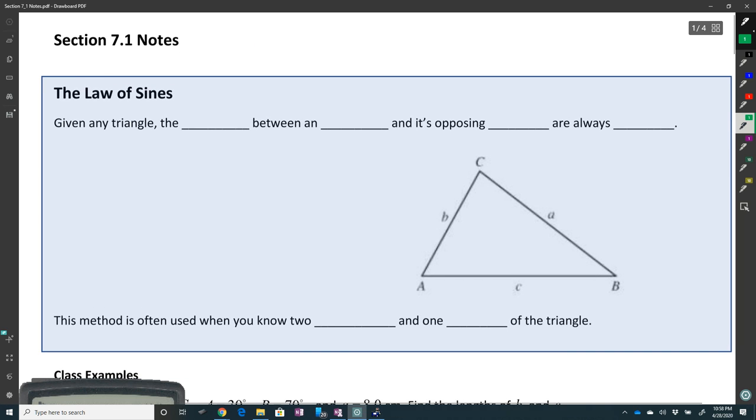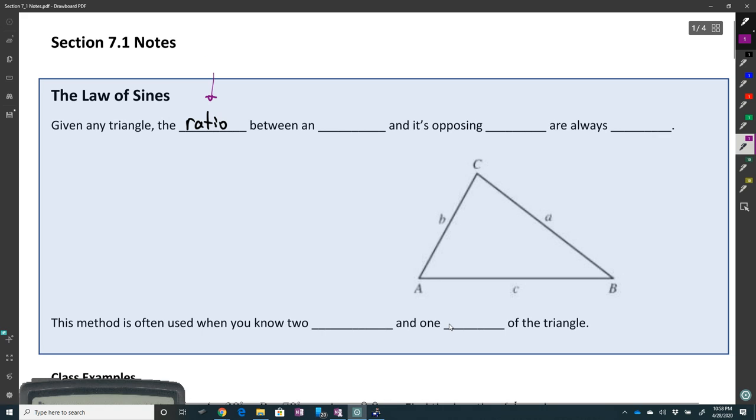So basically the law of sines says given any triangle, the ratio, remember that's just a fancy word for division, between an angle and its opposing side are always equal. So here's an angle. Here's its opposing side. Let me actually highlight the angle in question. So there's the angle. Here's its opposing side. And then here's the angle, and there's its opposing side.